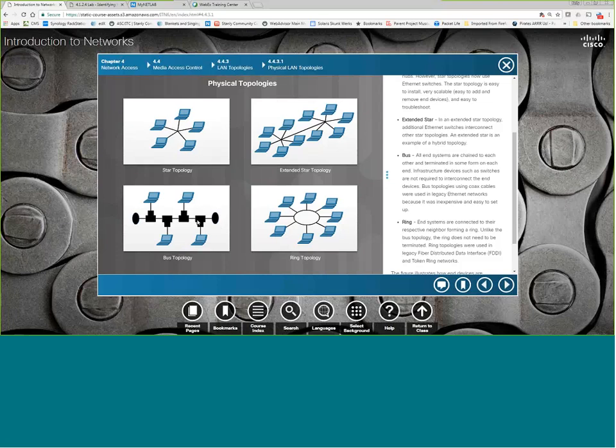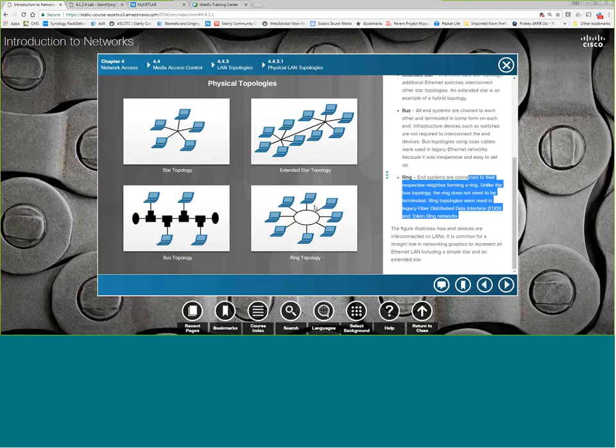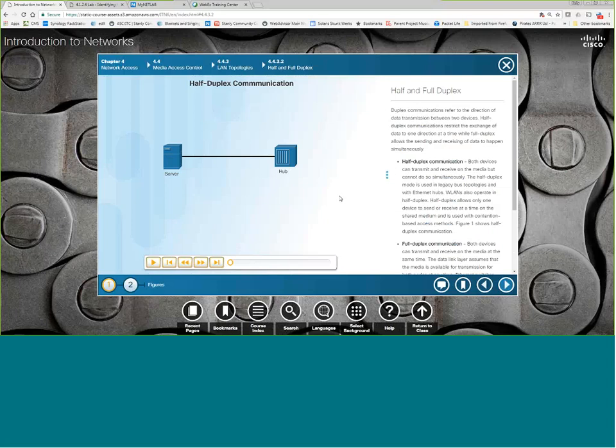And then rings, where you've actually got the devices connected to a ring. Rings do not have to be terminated. FDDI, or fiber distributed data interface, and token ring networks are examples. Token ring and token passing was actually a better access method than Ethernet. The problem is it was controlled by IBM, and they would not allow the technology to be shared easily. So, big problem there.